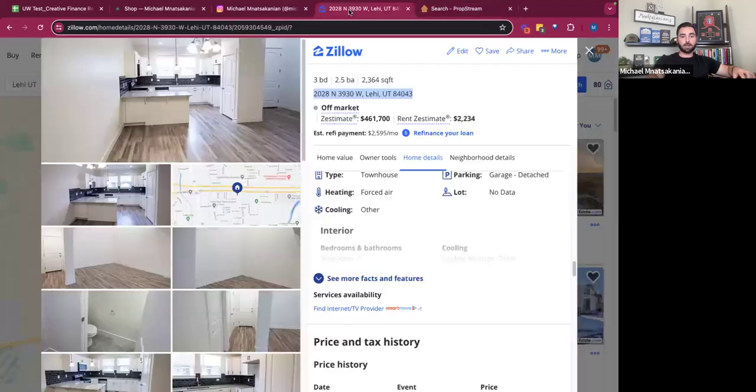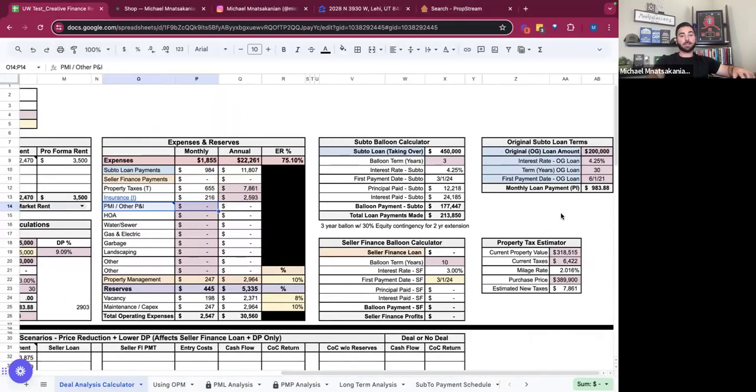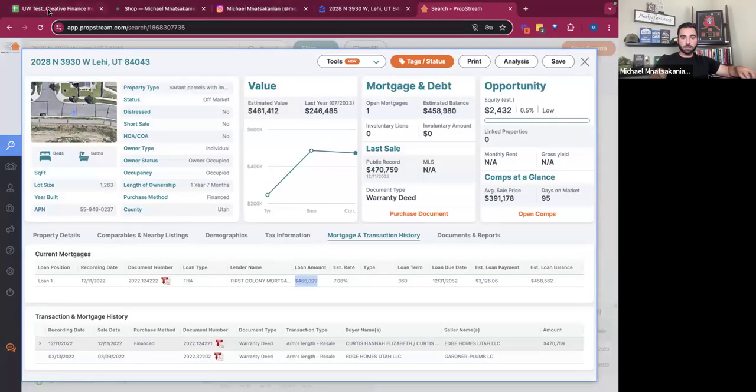So whoever bought this is a low equity seller. They bought it in 2022. The property has not appreciated much in value and they need to sell it now. Maybe they tried renting it out. It didn't work out for them. I don't know. So we're going to go here and we're going to recreate the loan terms. 466,099.